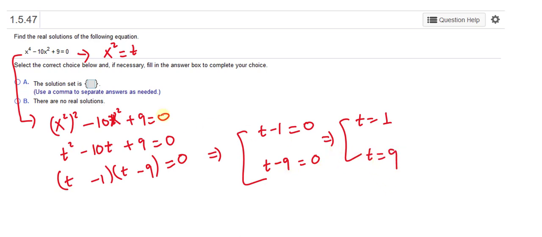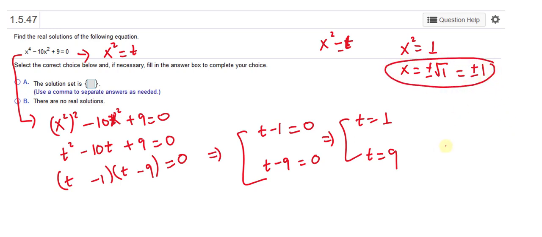But we are given x, not t. And we made the substitution of x squared equal t. So x squared equals t. We have two values of t. Let's do the first case first, which is 1. So x squared equals 1. So x should be plus or minus the square root of 1, or x equals plus or minus 1. So that is the value for x.